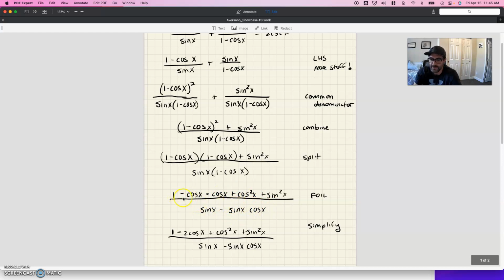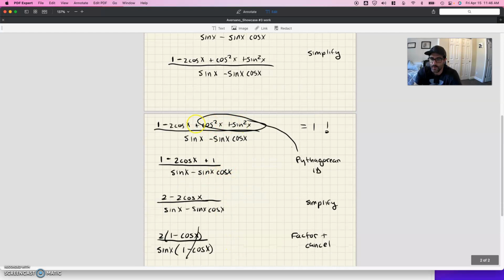So we're left with 1 minus cosine x plus cosine squared x plus sine squared x. Simplify this, combine like terms, and you get 1 minus 2 cosine x plus cosine squared x plus sine squared x over sine x minus sine x times cosine x.